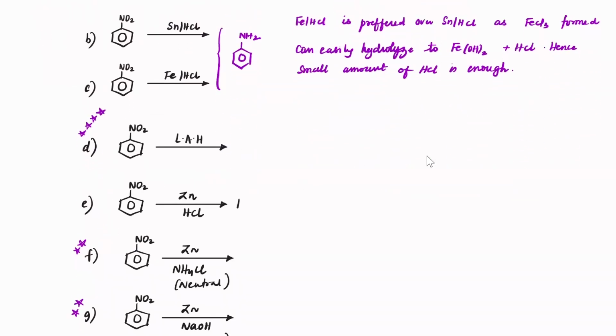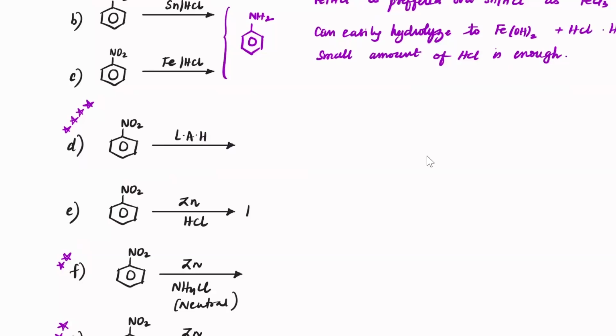Next, if you have nitrobenzene and you are treating it with lithium aluminum hydride, the reduction would go like this, with N double bond N, and we shall have an azo group. This azo group compound is called azobenzene.